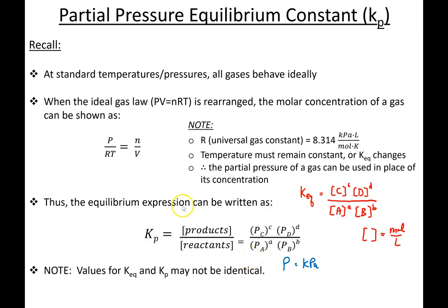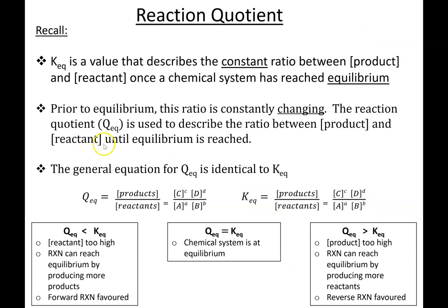Now, sadly, our curriculum was nerfed and Kp is no longer a big component of it, so you are not expected to do any calculations involving Kp for this course. I don't think there are any questions in the textbook that involve Kp. But you are responsible for knowing what Kp is and what Kp represents. Alright, so to recap, KEQ is a value that describes the constant ratio between product concentration and reactant concentration once a chemical system has reached equilibrium.